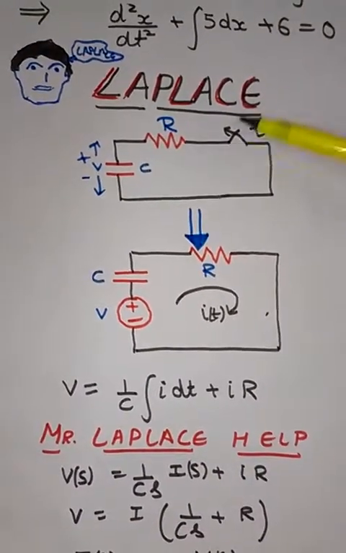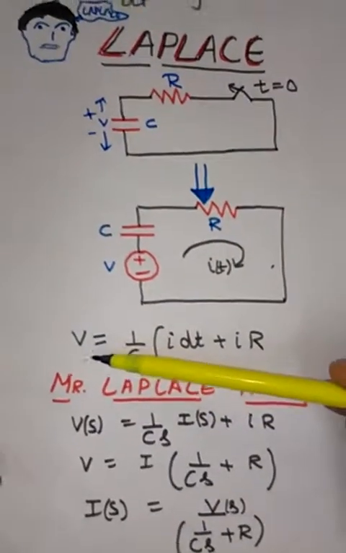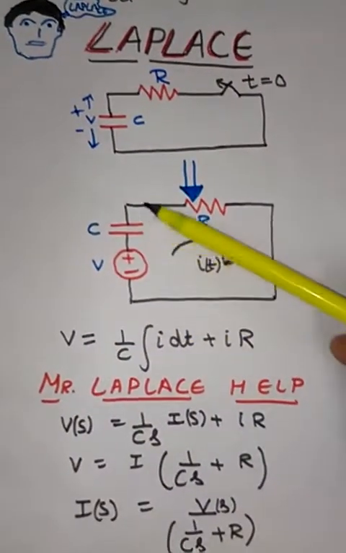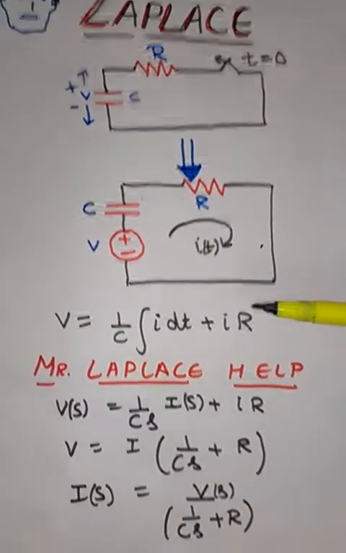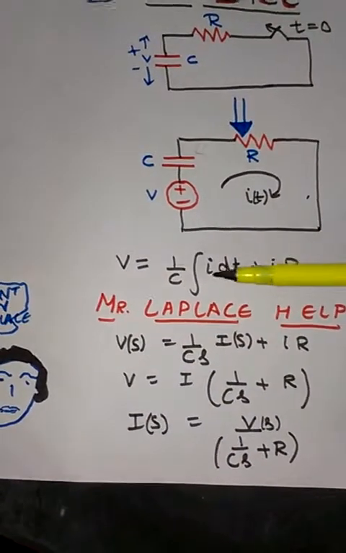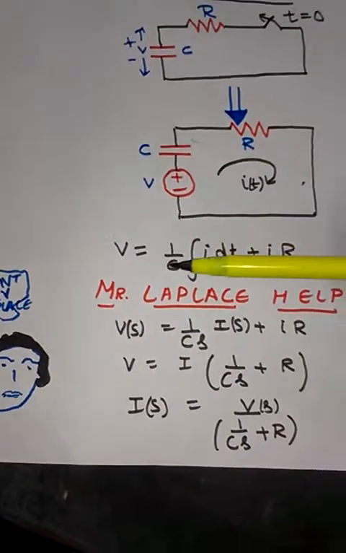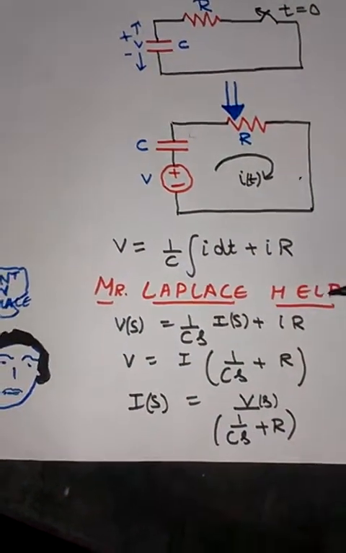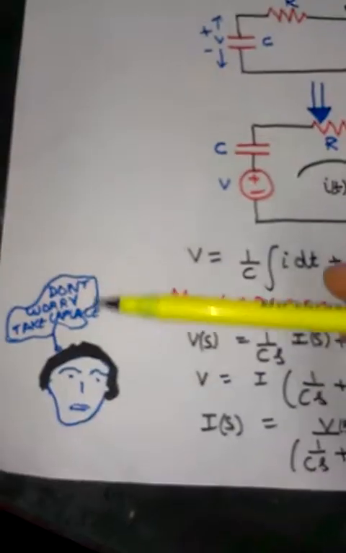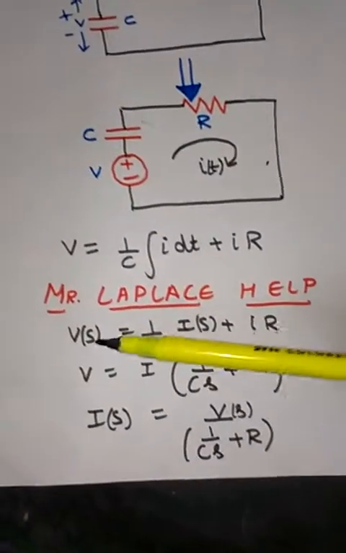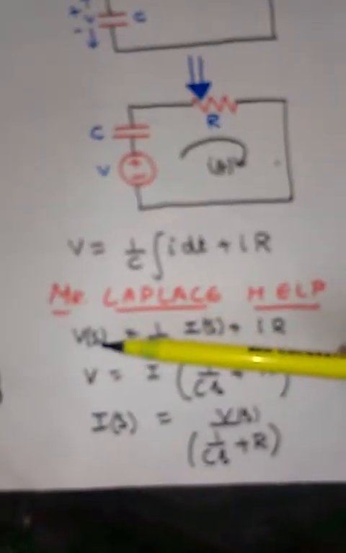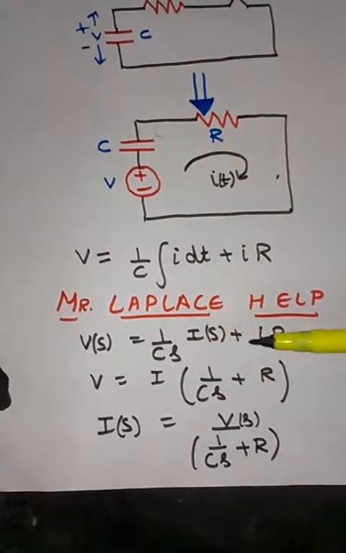As soon as you close this circuit, you can apply KVL. V is equal to 1 upon C times the integral of i dt, which is the voltage across the capacitor when current i flows through it, plus iR. Now you cannot solve this because there is an integral, so you ask Mr. Laplace for help, and Mr. Laplace says, don't you worry, take the Laplace. So we take the Laplace and V(s) equals 1 upon Cs times I(s) plus I(s)R.